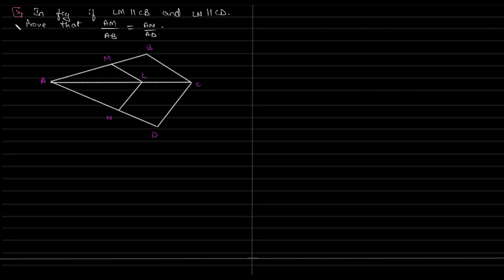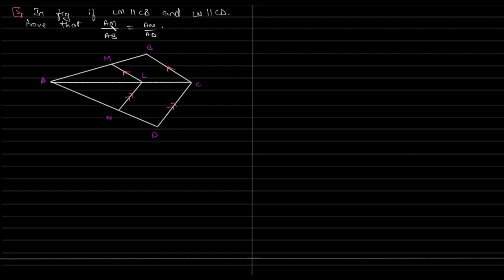In the figure, LM is parallel to CB, so this is parallel to this, and LN is parallel to CD. Here I'm indicating with two arrows, here I'm indicating with one arrow. So distinguish that these two are pairs and these two are pairs. This is something that you have to be clear with in your presentation as well.